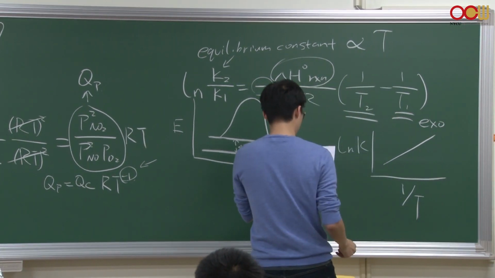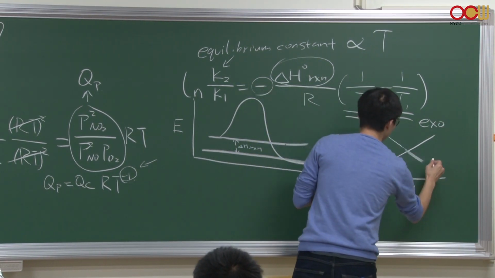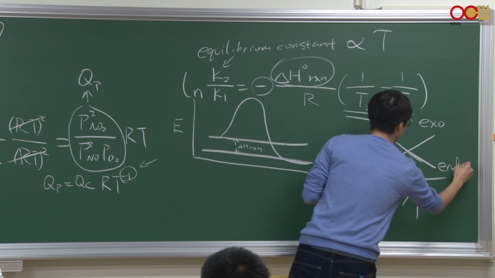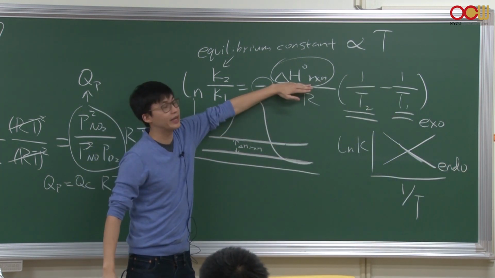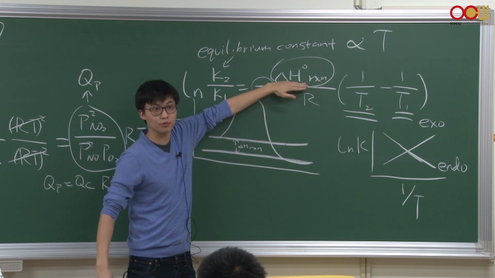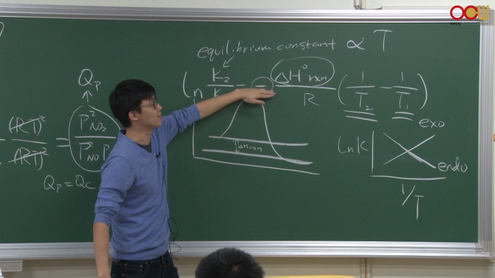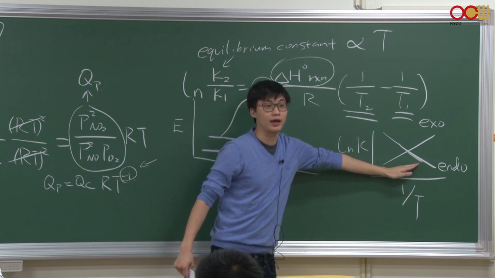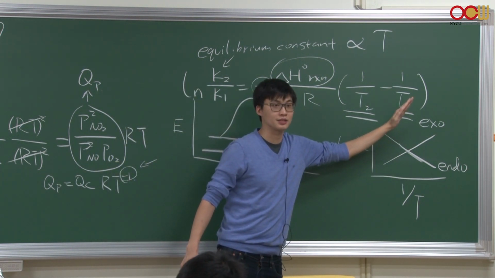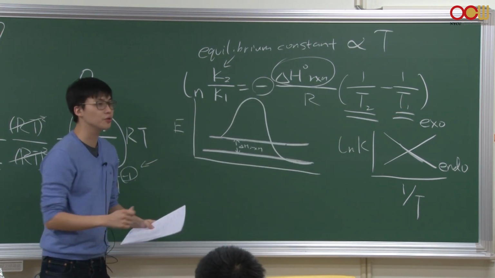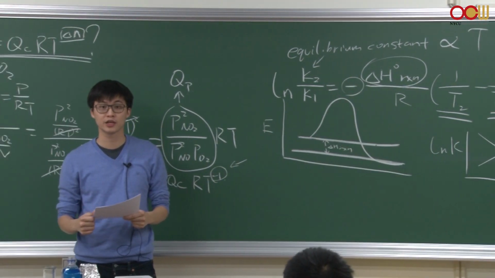Okay? So in some cases, you'll get a curve like this. That's endothermic, okay? So when the heat of reaction is exothermic, meaning releasing heat, it's a negative value. And negative times negative, that's why you get a positive curve, okay? Positive slope. Make sense?